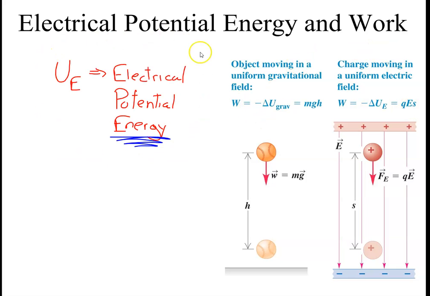I want you to note that whenever you see capital UE, that is electrical potential energy. It is not electrical potential. Electrical potential is voltage. Electrical potential energy is U, UE specifically, and it's measured in joules.